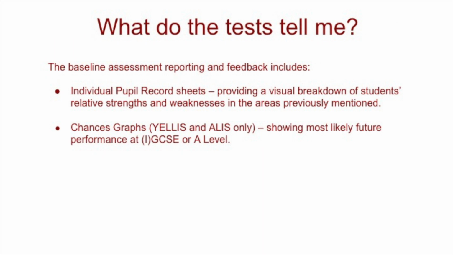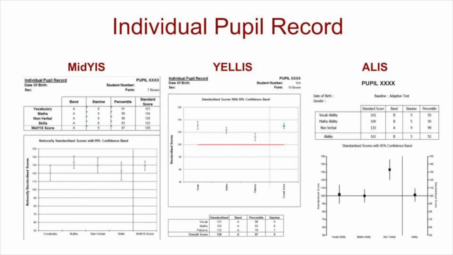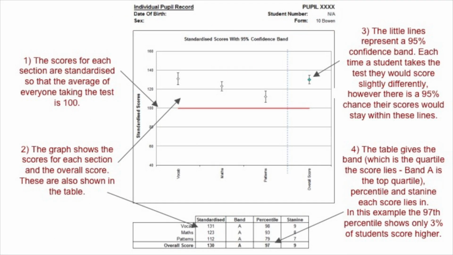Students will have recently received the feedback from their baseline assessment. There are 2 parts to this feedback: the individual pupil record sheets and the chances graphs. The individual pupil record looks slightly different depending on the baseline assessment the student has sat, but essentially they all show the same information. The individual pupil record shows a breakdown of how the student has scored in the different sections mentioned previously. Each section is standardised so that the average of everyone taking the test is 100. The scores are plotted on the chart and also shown in the table below.